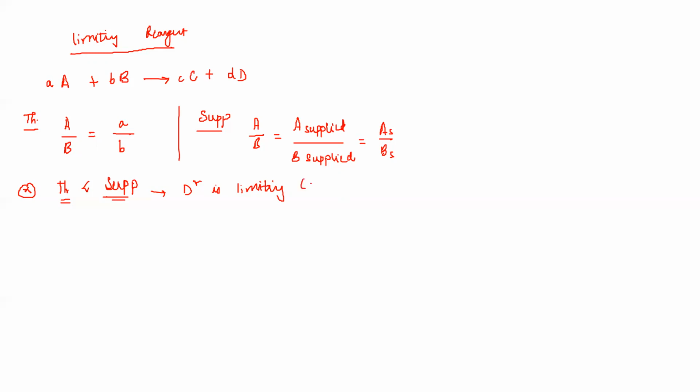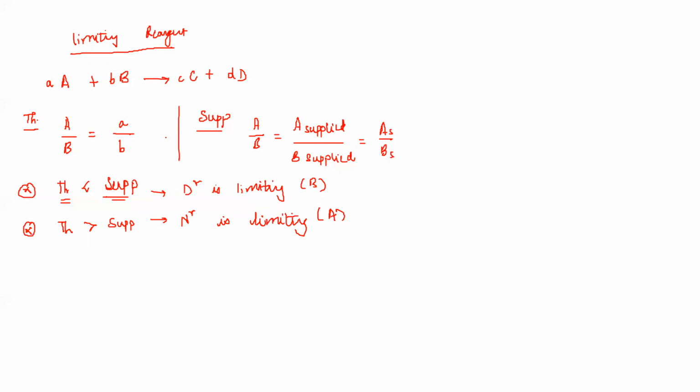So in this case, B is going to be limiting. And let's say if my theoretical ratio is greater than the supplied ratio, then in that case, my numerator is going to be limiting. So A is going to be limiting in this case. And third is of course that if both are equal, then none of them is limiting, right?